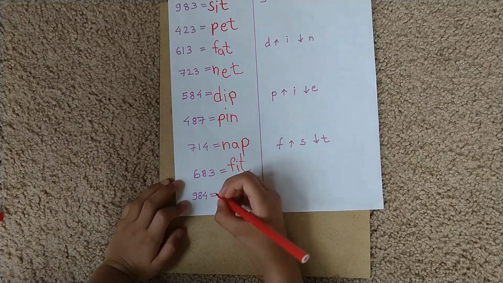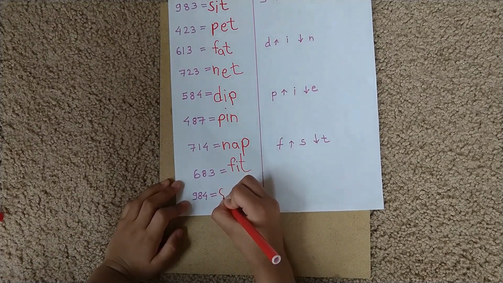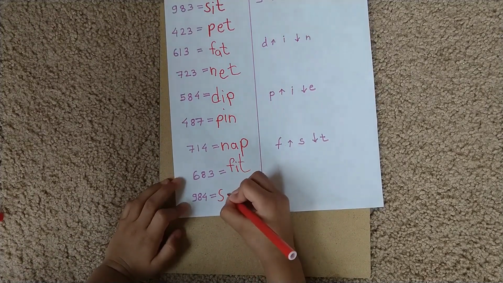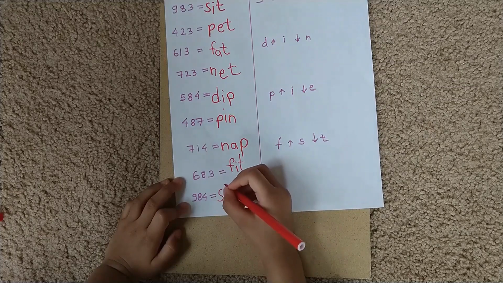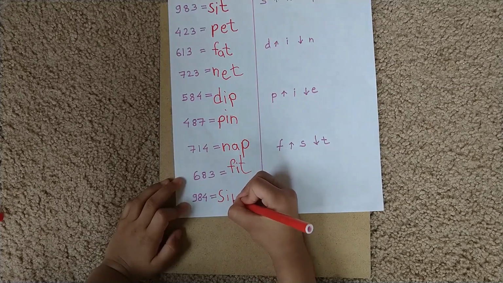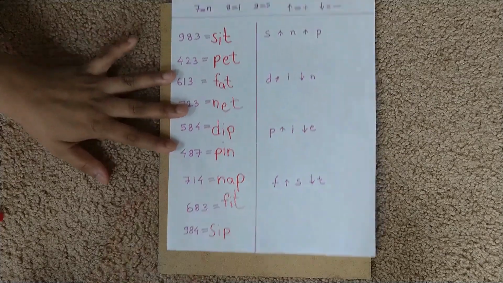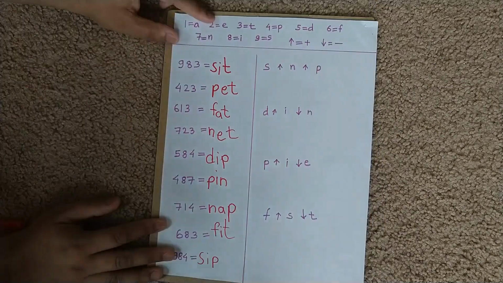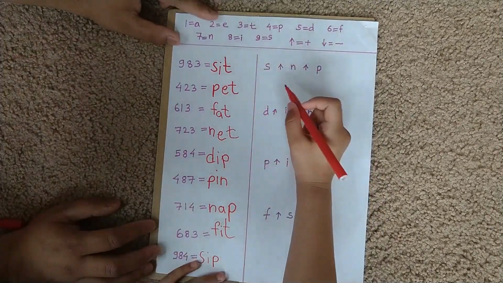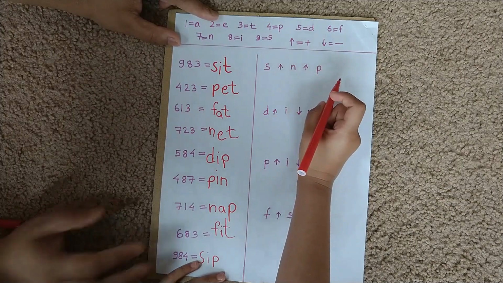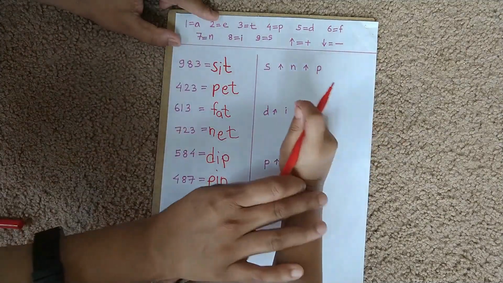It is S, I, P, sip. Very good. All are correct. So I should do plus over here? Yes, all are upside arrow, so whatever is their value, you have to do it.